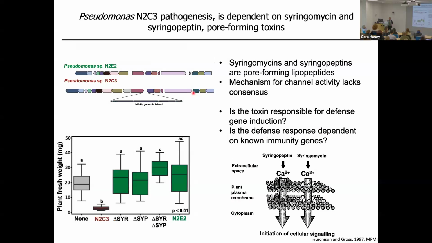Okay, so how are they sensing the pathogen? These are so similar that we thought it had to be through these toxins. And so just to remind you, syringomycin, syringopeptin are putative pore-forming toxins. And so we wanted to ask first, is the toxin necessary for the immune response? Is it sufficient for immune response? And if so, what kind of immune response is it?